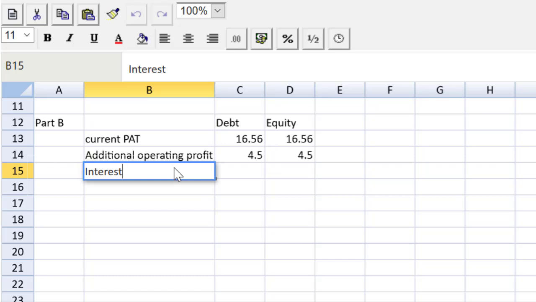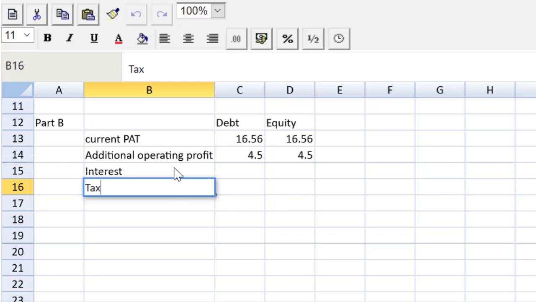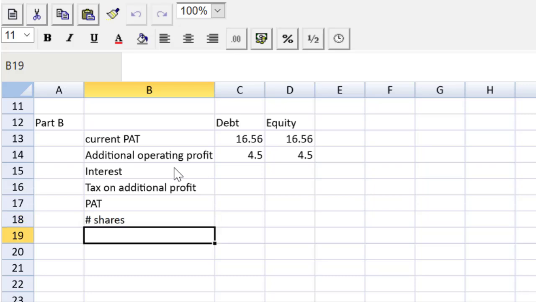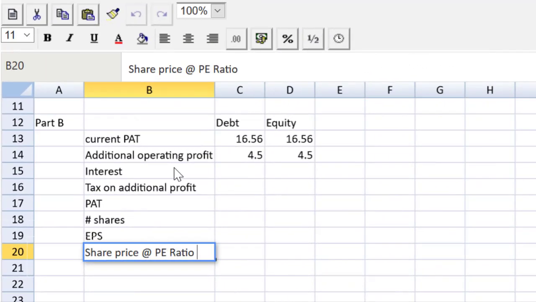Let's make a template. Let's finish out a template here. Then we will have to pay tax. That's incremental tax on the additional profit, right? Tax on additional. Then we will have a revised profit after tax line. And then we have the new number of shares. Under each approach, we'll have a different number of shares. Then we can get the earnings per share, divide the profit by the number of shares. And we can then get the share price, assuming that PE ratio of 11 times, excuse me.